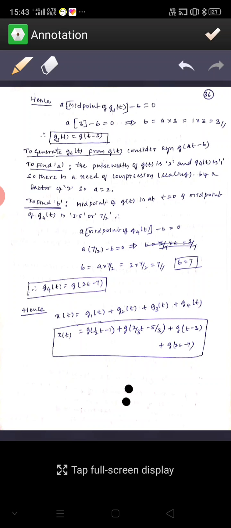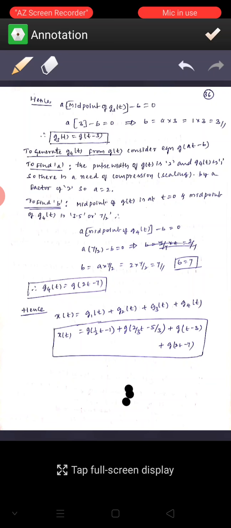See, the pulse width of g of t is 2, whereas the pulse width of g4 of t is 1. The compression is by a factor of 2. So now directly a is equal to 2. If it was expansion, we were supposed to write a is equal to 1 by 2. Since this is a compression, directly we write a is equal to 2.